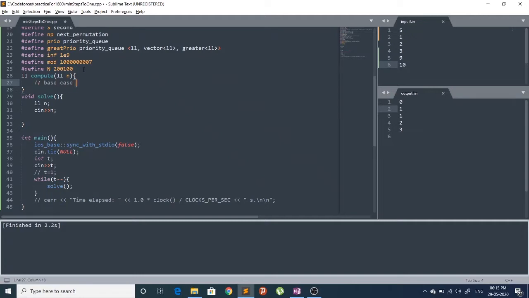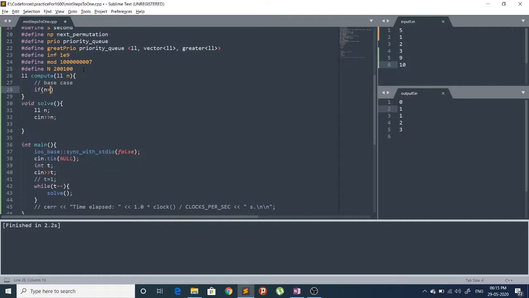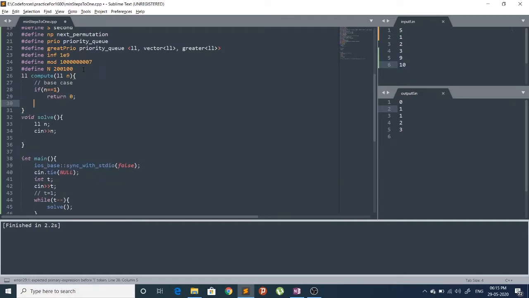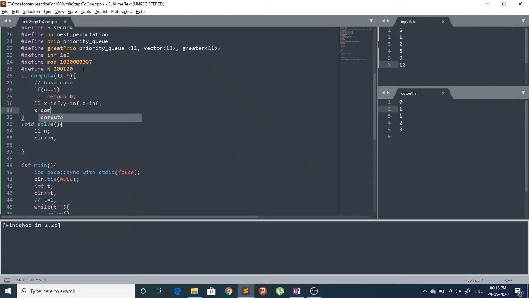Let's clear the base case. So if n equals 1, then we just return 0, because we need 0 steps from 1 to 1. Okay, otherwise let's say x equals infinity and y equals infinity and z equals infinity. Now x equals compute of n minus 1 plus 1.